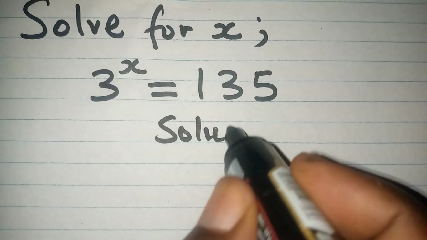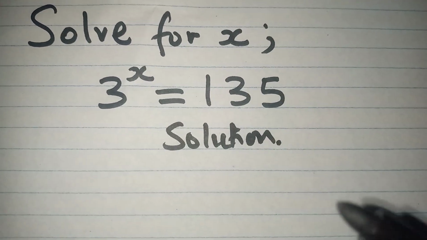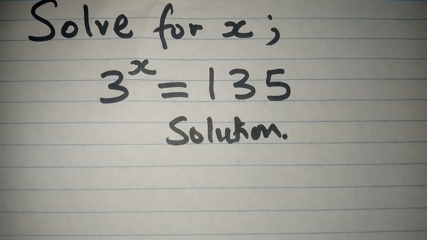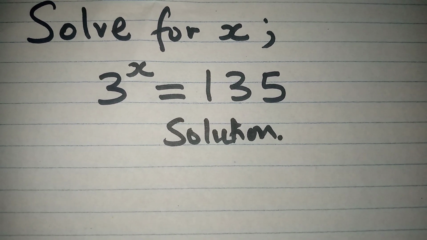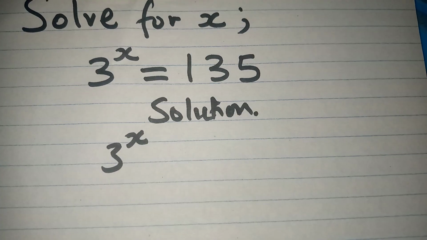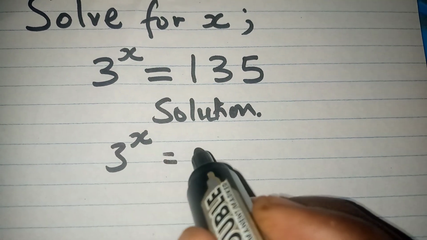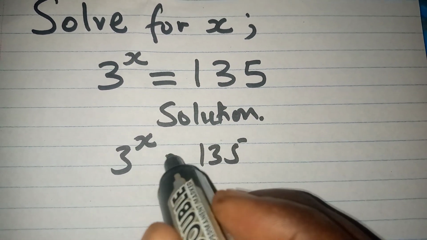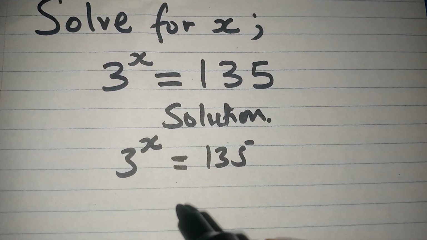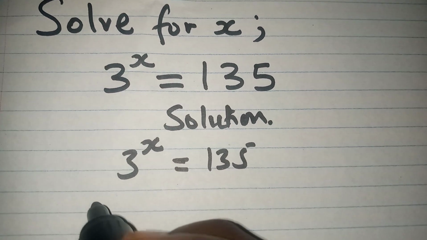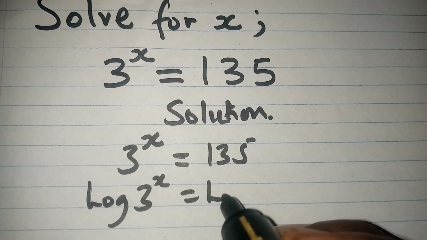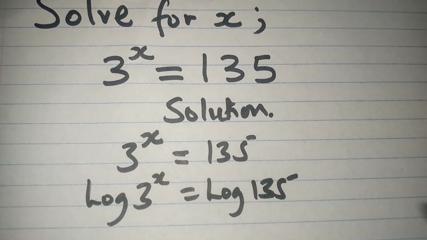So on the solution part, for me to solve this index equation, I know I have 3 raised to x is equals to 135. Of course, I'm going to start by introducing logarithms on both sides so that I have the log of 3 raised to x is equals to the log of 135.